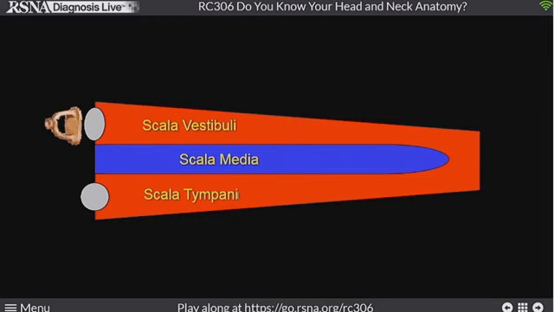And we have fluid dynamics going through this structure. You see how those different chambers, scala vestibuli and tympani, are actually connected at the top apex of the cochlea. And we also have mechanical dynamics going immediately through the scala media. So that's our sound function.